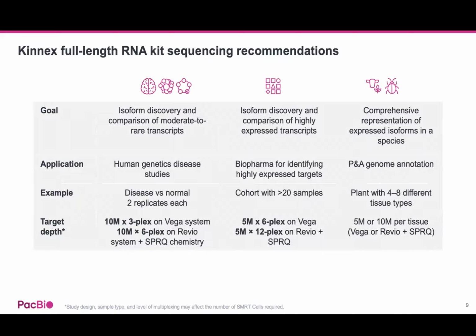For plant and animal genome annotation, it depends on how many tissue types are available. We recommend either 5 million reads or 10 million reads per tissue.